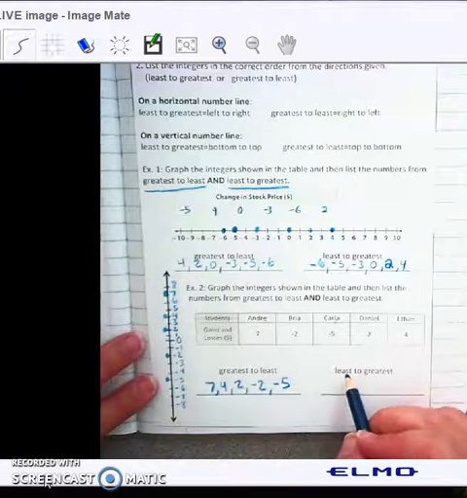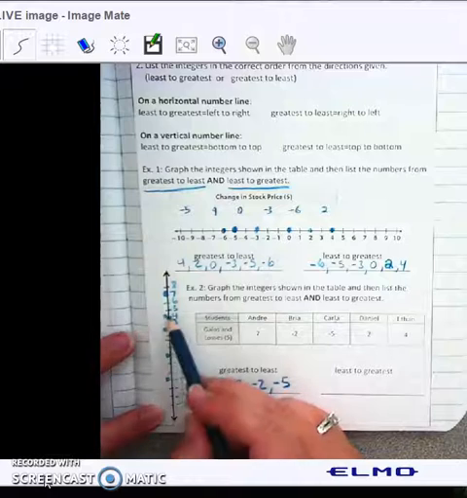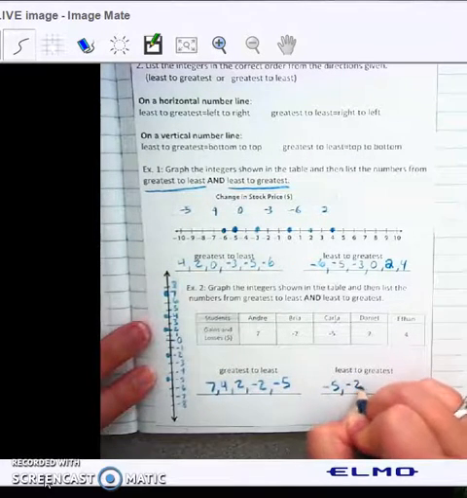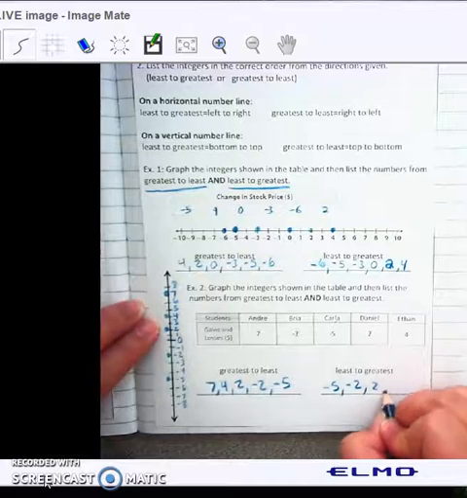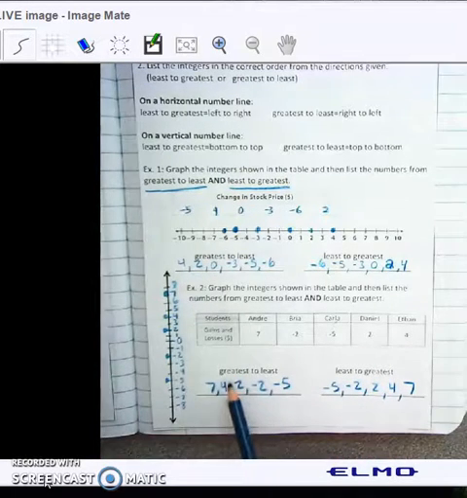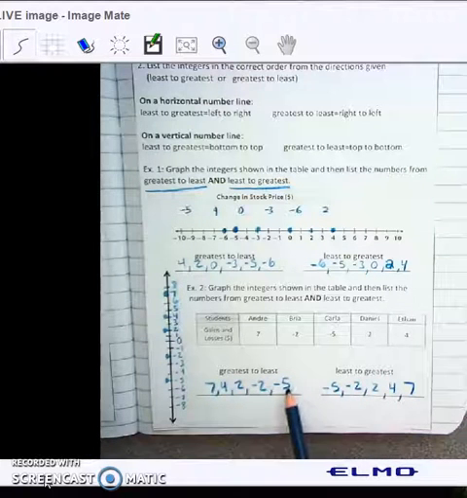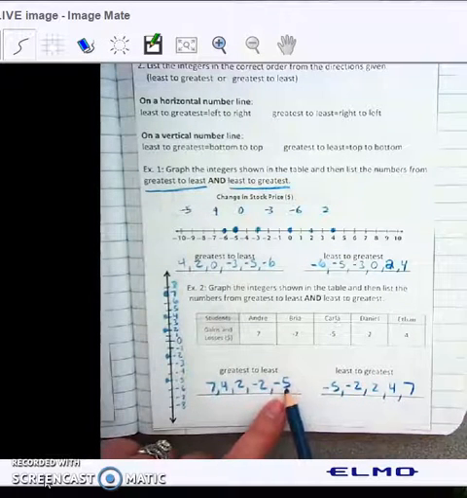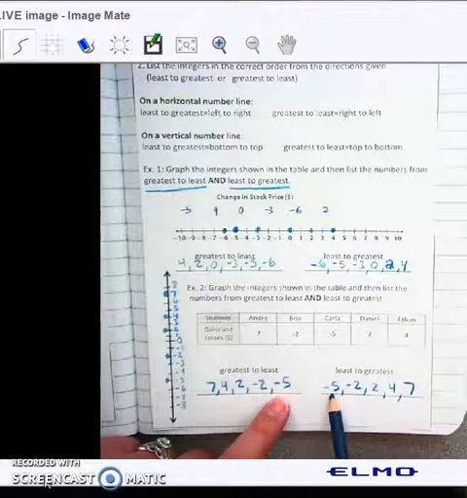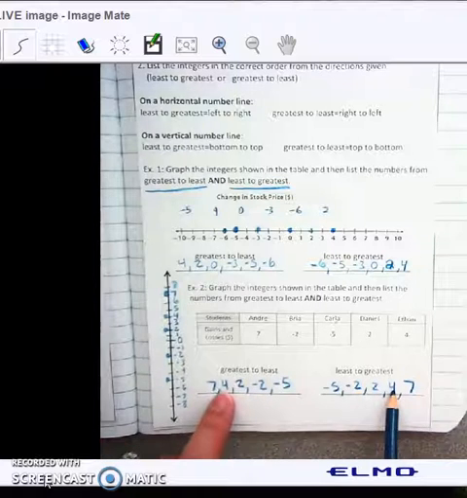So now let's look at least to greatest. So least on a vertical number line is from the bottom to the top. So the bottom is -5, -2, +2, 4, and 7. If you look here, when we went from greatest to least and then least to greatest, all we did was flip these numbers around. So if it ended with -5 on the least, that means it would start with -5 on the least over here. And then -2, +2, 4, and 7.